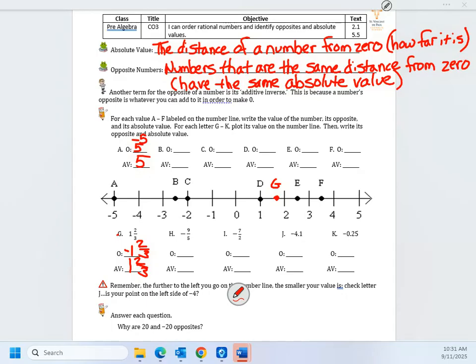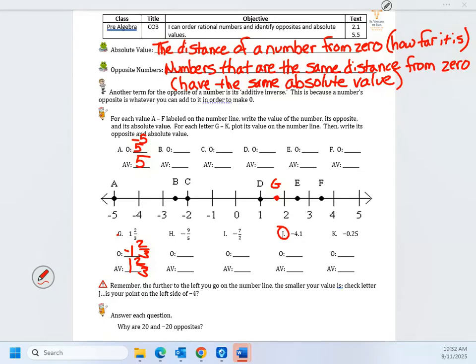Remember, the further to the left you go on the number line, the smaller your value is. Check letter J. Is your point on the correct side of -4? -4.1 is smaller than -4. So ask yourself, which side is it going to be on? If it's smaller, it needs to be to the left of -4, right?